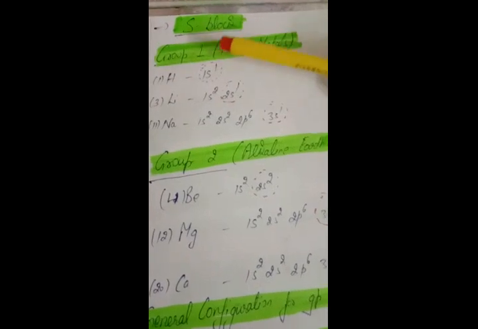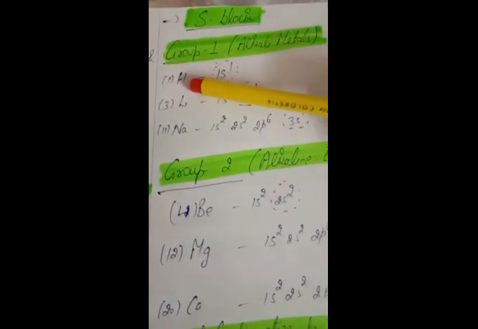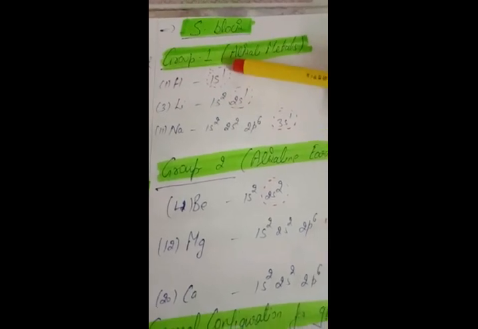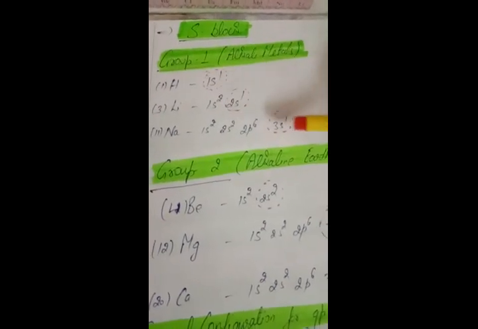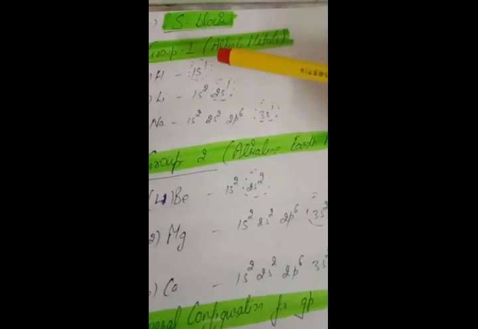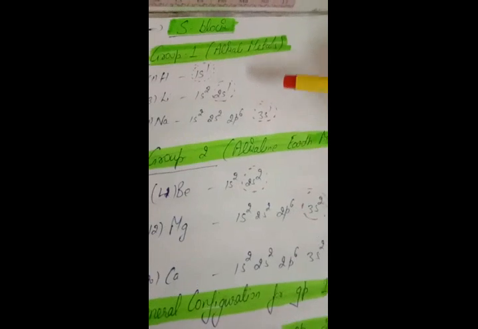Now we'll do electronic configuration one by one. First belongs to S block element group 1, that is called alkali metals. The first member is hydrogen, configuration is 1s1, then lithium 2s1, sodium 3s1. So you can see here the last electron enters into S orbital. So that's why it's an S block element. And what's its valency? Its valency is 1 because 1 electron is present in the valence shell. This also you have done in your 10th standard.